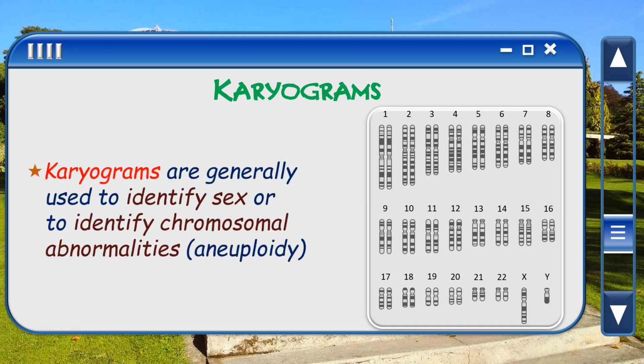Karyograms are generally used to identify the sex or to identify chromosome abnormalities, that is, aneuploidy. So if you have your karyogram, this karyogram is going to help you to identify the sex. It can help us to identify chromosome abnormality, for example, aneuploidy.